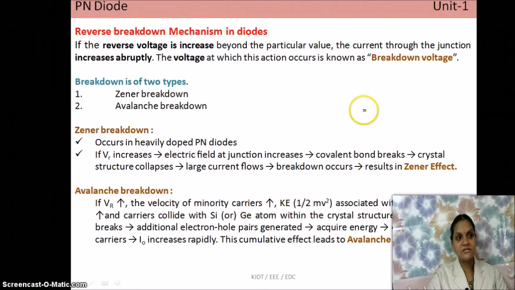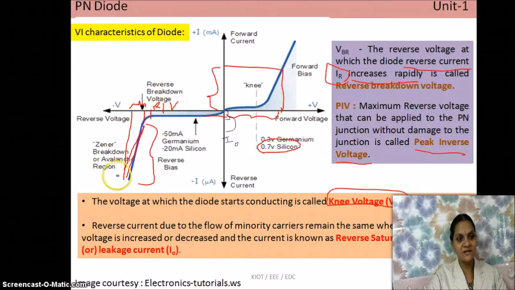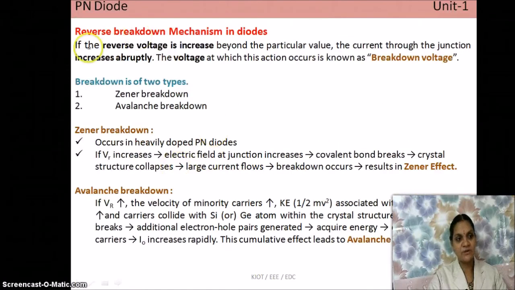See, and the next is the reverse breakdown mechanism in diodes. While discussing the characteristics, as I already informed you, once the reverse voltage is increased beyond a particular value, the peak inverse voltage, there may be a sudden rise in the current flow, and the diode is said to be in breakdown condition. So how is it happening? What is happening internally? These are the different types of breakdowns. Hope you already have some awareness about this because you have studied this in school. Normally there are two types of breakdowns: one is Zener breakdown and another one is avalanche breakdown.